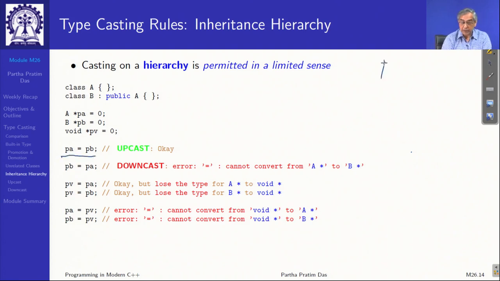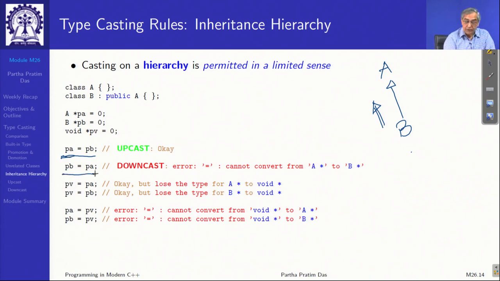Why upcast? Because B is an A, so A is above. I am taking from B to A. Actually P B is pointing to a B object, which has a base which is A, and then whatever additional. So, if I treat this as an A object, then I do not lose any information, because the base part is already there. Only restriction would be that I will deal with the base part.